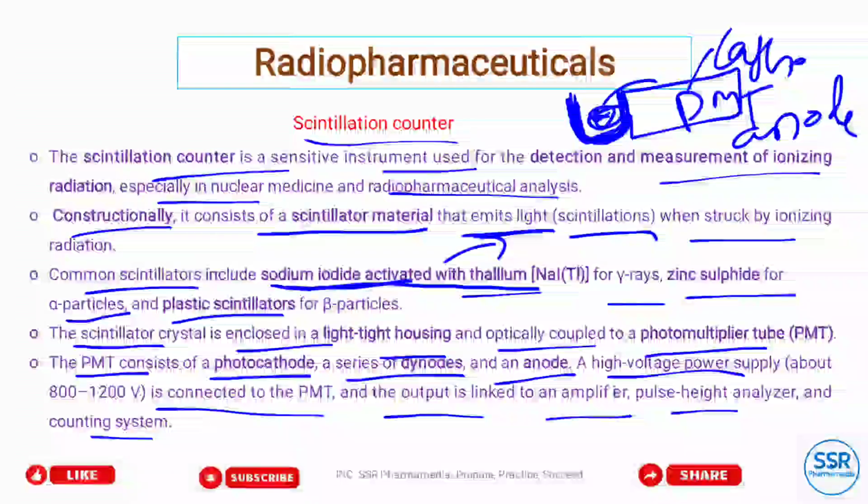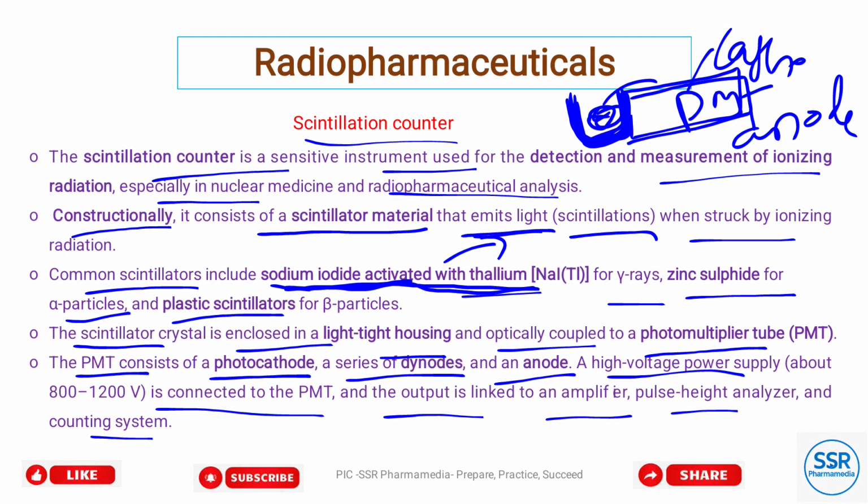Now the construction. The construction is very simple. It is a scintillation material made up of sodium iodide activated with thallium, connected with the photomultiplier tube, and the photomultiplier tube is connected with the cathode and anode. This is the construction. Now the working: we keep the substance inside the scintillation counter. The substance emits alpha and beta particles, and these particles strike the wall of the scintillation counter.